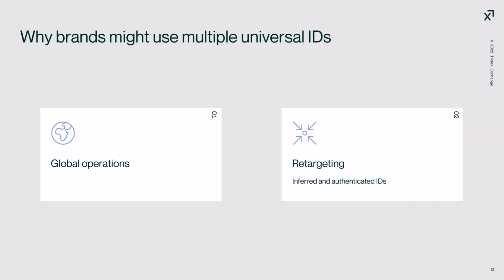The second case is retargeting. A brand might have a relatively equal share of logged in versus non-logged in users. In this case, a brand would use an authenticated universal ID that is capable of retargeting to reach the logged in users. They will also use an inferred ID to reach non-logged in users.